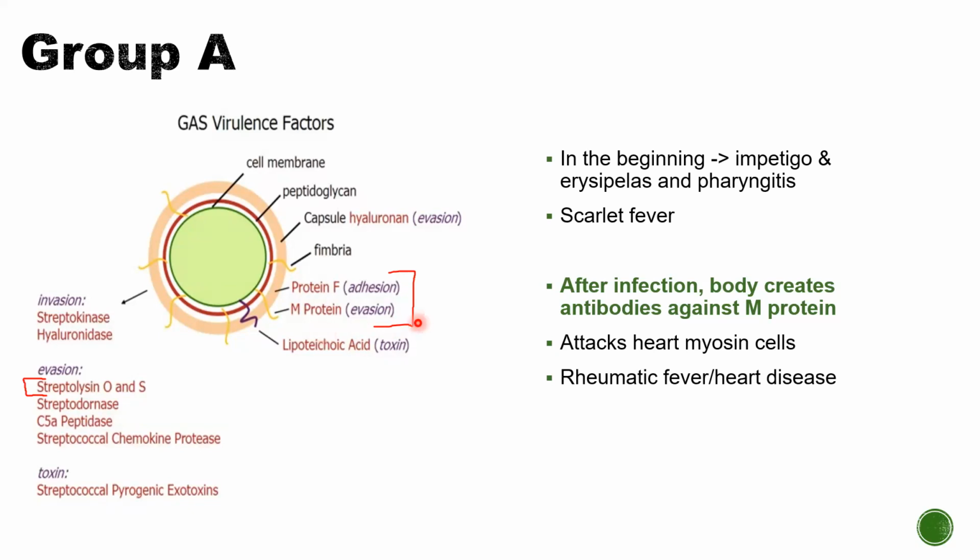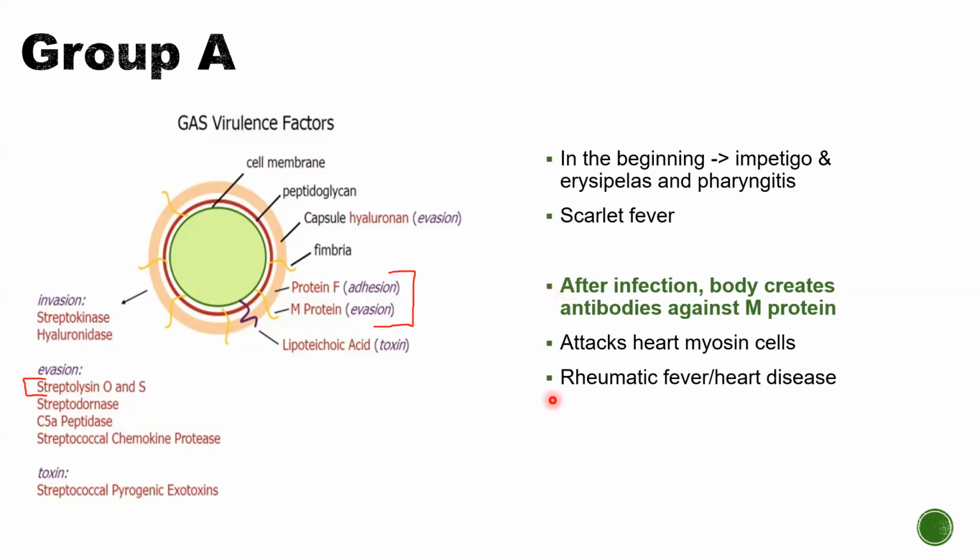So I'm not going to go into immuno details in case you guys didn't study it yet. The M protein is very, very important to remember. If I want you to remember anything from this, it's the M protein, okay? Now, we'll get to why this is important. In the beginning, group A causes impetigo and erysipelas and pharyngitis. The main one is pharyngitis. So remember skin conditions and pharyngitis. It also causes scarlet fever.